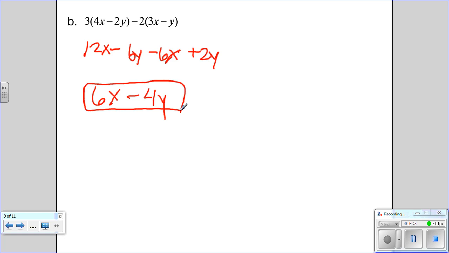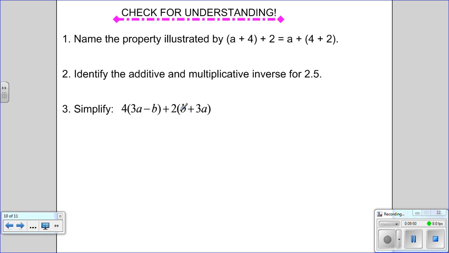Okay, now I will have you do this last slide on your own. Check your understanding here. You've got 3 examples. Name the property illustrated. Identify the additive and multiplicative inverse, and then simplify using the distributive property. Try these on your own. Bring your answers tomorrow.